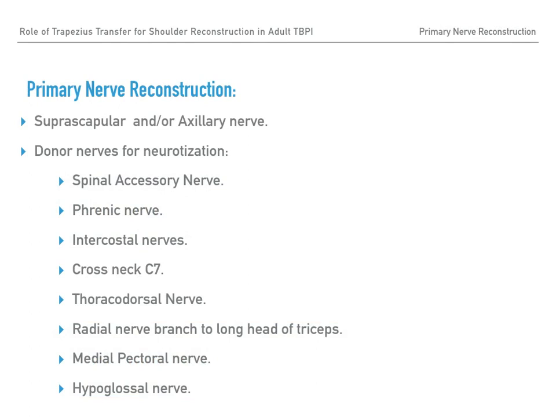Primary nerve reconstruction for gaining shoulder function includes neurotizing the suprascapular and/or axillary nerve. The donor nerves for neurotization include spinal accessory nerve, phrenic nerve, intercostal nerves, cross-neck C7, thoracodorsal nerve, radial nerve branch to long head of triceps, medial pectoral nerve, and hypoglossal nerve.